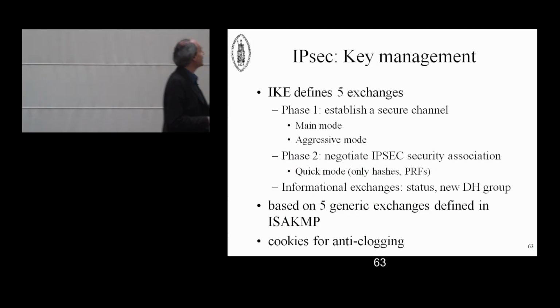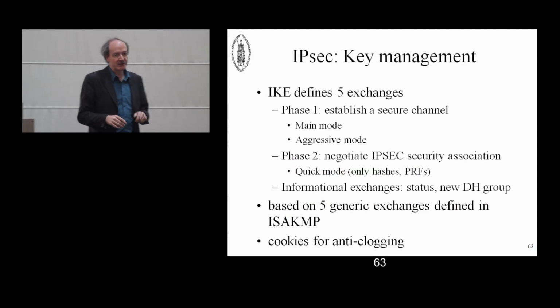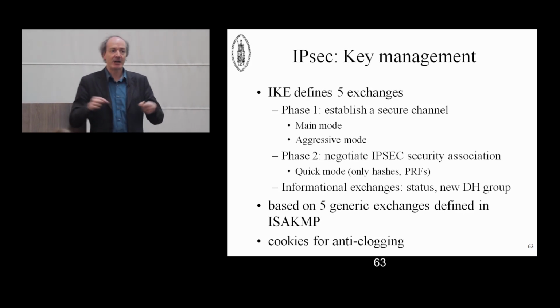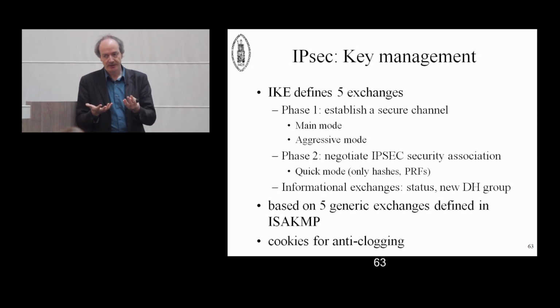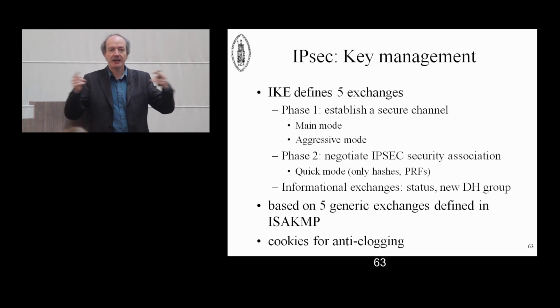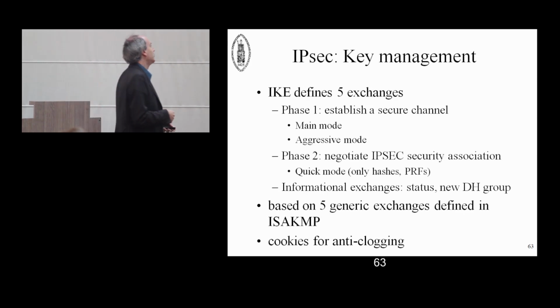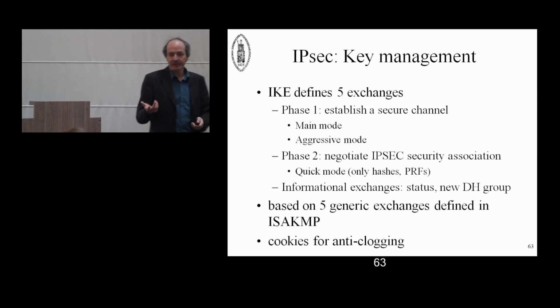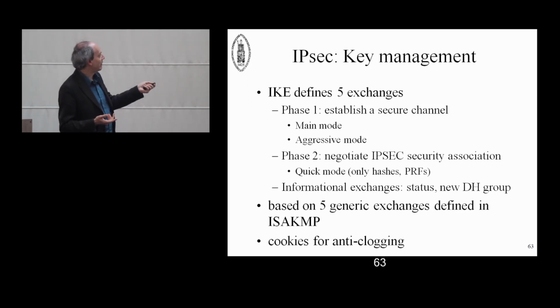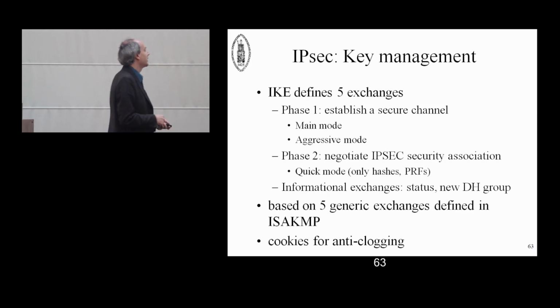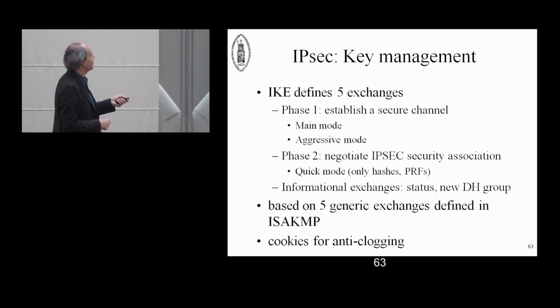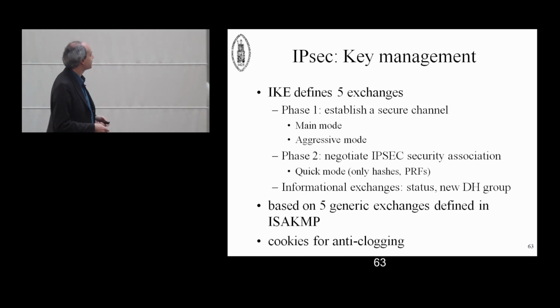So there are 5 exchanges, and there are reasons for this. You first establish a secure channel, unauthenticated, and then inside this channel you authenticate. This is actually nice because attackers cannot see who is talking to whom: you first have an unprotected Diffie-Hellman, and then inside this you protect. Of course, Diffie-Hellman is expensive, so there is a main mode where you do a new public key exchange, and an aggressive mode where you do an exchange based on the old symmetric key. It's not so secure, but it's more efficient. Okay? The same thing holds for phase 2: you also have a quick mode and a normal mode.